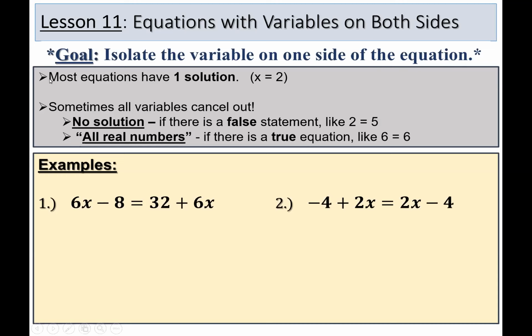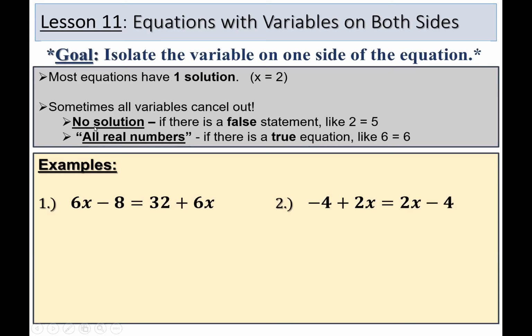Okay, let's keep reading. Another note here, most equations have one solution. That's what we've seen, to the point where you're probably just used to it and don't really think about it. If there's an equation, it has an answer, such as x equals 2. However, that is actually not the case all the time. Sometimes all variables cancel out, meaning you might do a step where maybe you subtract x on both sides and suddenly all the x's are gone from the equation. So if that happens, one of two things will be your final answer.